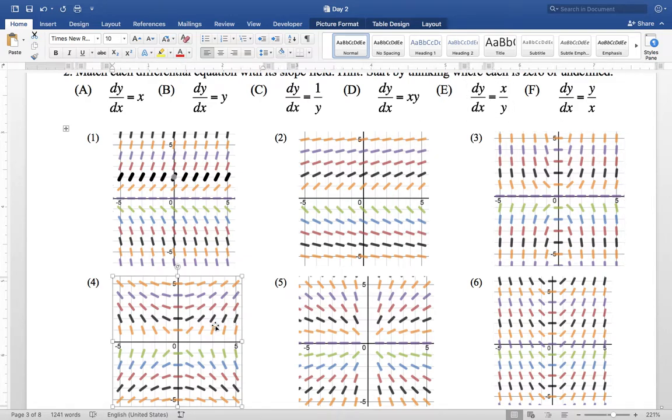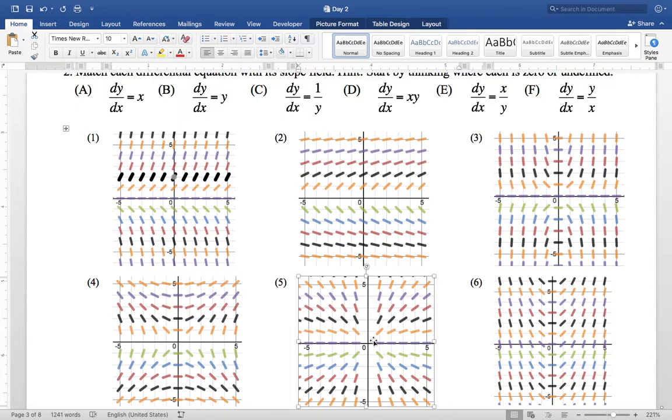Well, how about this one? If I make the y-coordinate larger in magnitude, do the slopes get flatter? So starting right here and then moving upward, making that y-coordinate larger in magnitude, are the slopes getting flatter? I think they are, as a matter of fact, in both directions. So this is a pretty good candidate.